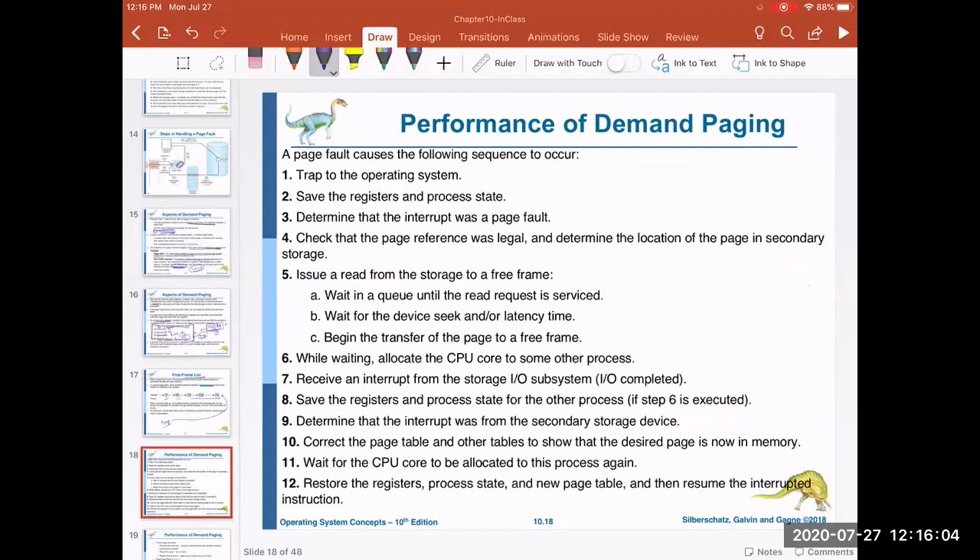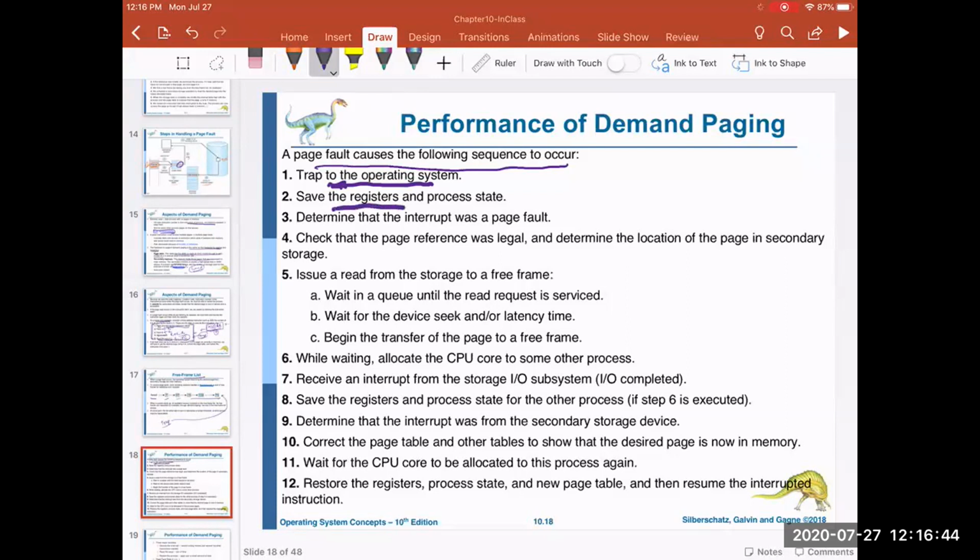So whenever a page fault occurs, what are the sequences? Number one, trap the operating system. So your CPU would generate some request. Operating system would look into the page table. If the valid and invalid bit is I, then a trap is generated to operating system. Is this clear till now? How we reach to first? Okay, thank you. Then once the trap is there, this is an interrupt.